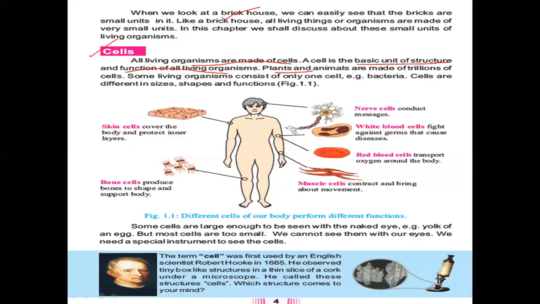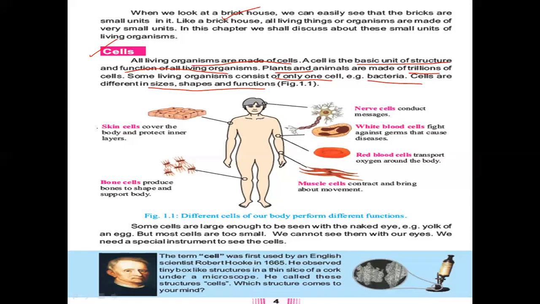So plants and animals are made up of trillions of cells. Some organisms have trillions of cells, but some have only one cell. And that one cell is very, very small, so that we cannot see it with the naked eye. For example, bacteria, which we see through the microscope. Cells in the body of living organisms have different sizes, shapes, and functions.